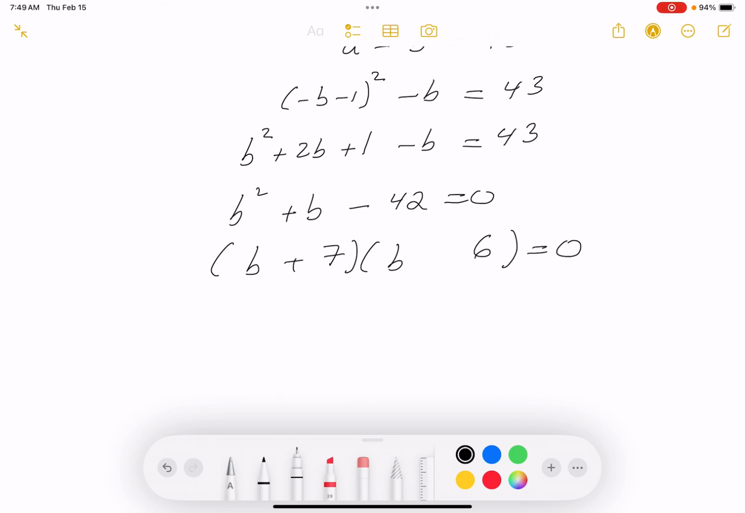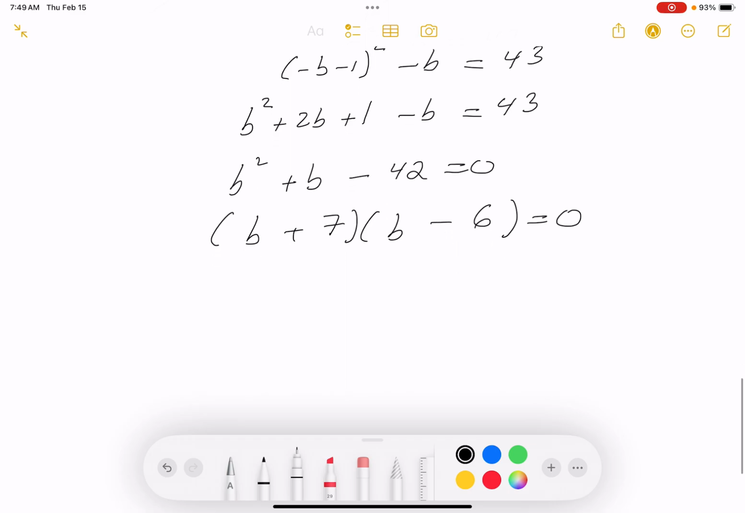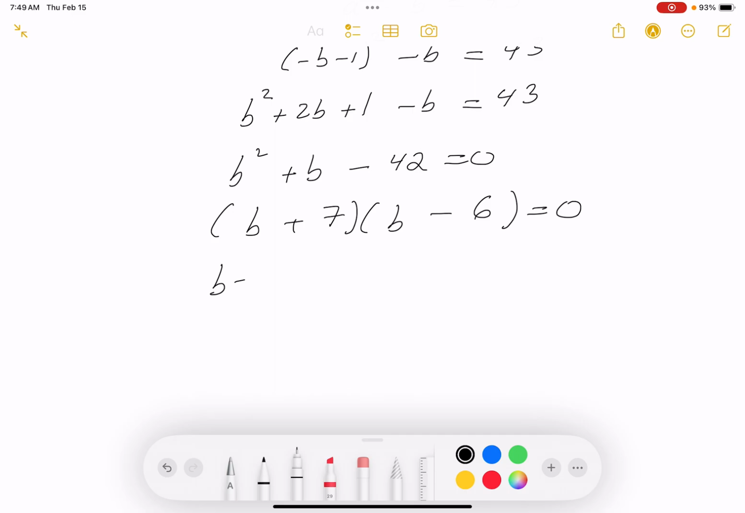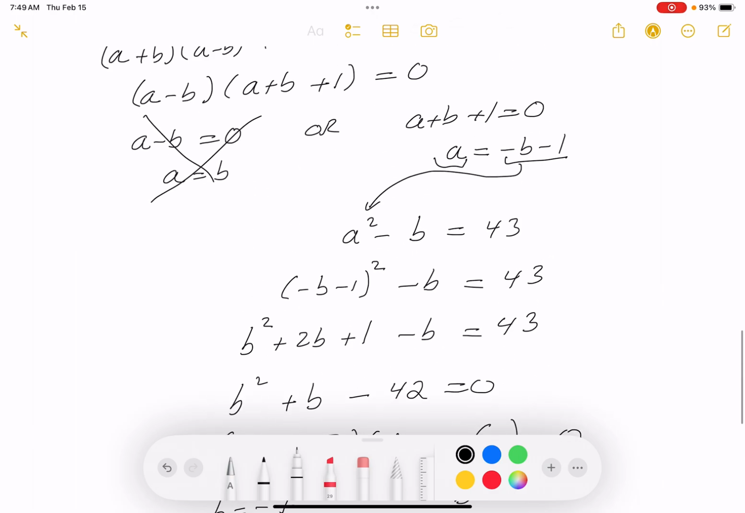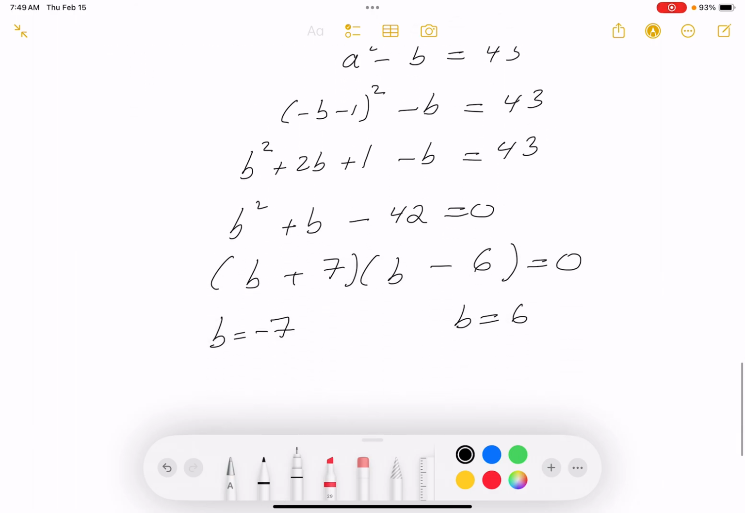It's going to be plus 7 minus 6. Let's see if that works. You do get B squared. Minus 6 plus 7 is 1B, and you do get minus 42. So I got two B's. One B is minus 7, and the other B is going to be 6. But again, we're looking for the values for A and B, and I got the B now, and there's two values for that. And I want to remind you that A is equal to minus B minus 1.